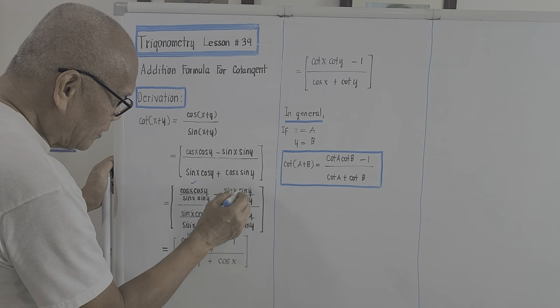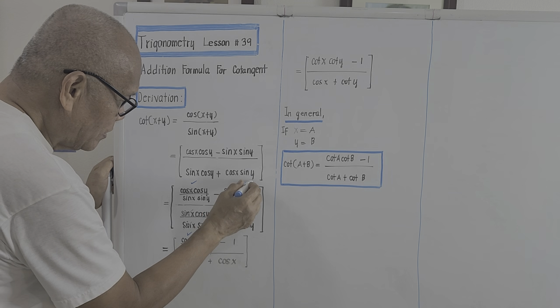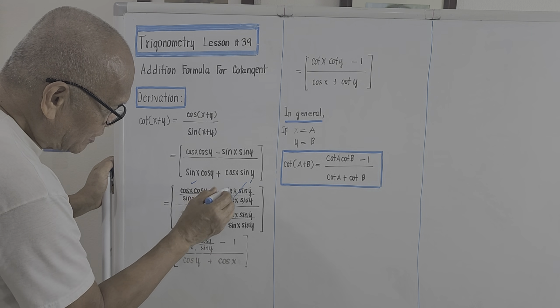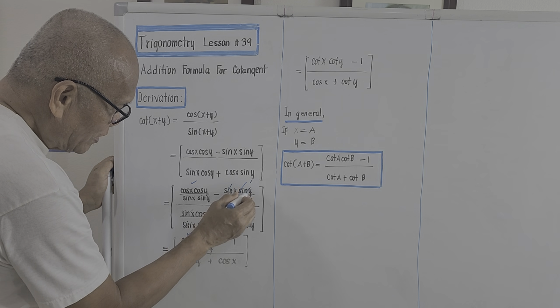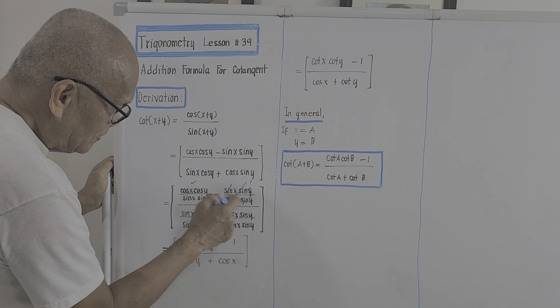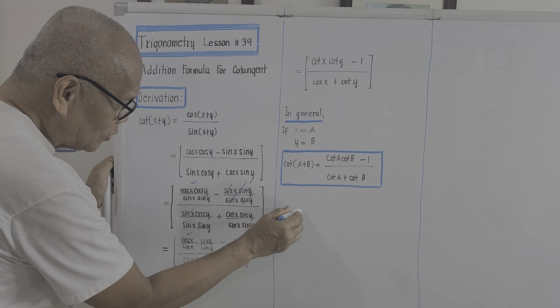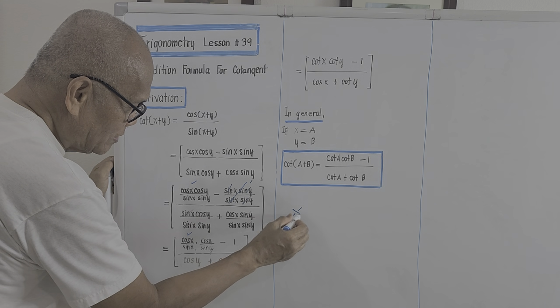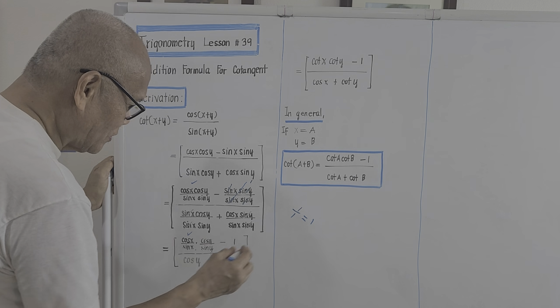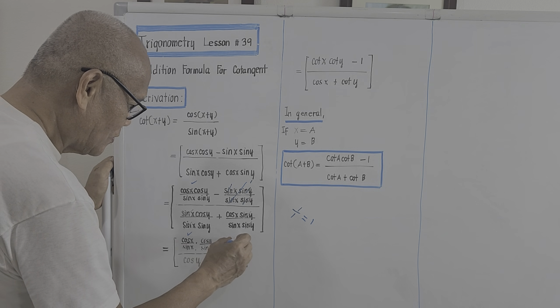This whole term here will become 1, right? Because sine of x cancels with sine of x, and sine of y cancels with sine of y. This is 1 times 1, that will be 1. This 1 times 1 is also over 1, and 1 over 1 is 1. So this is now just simply minus 1.